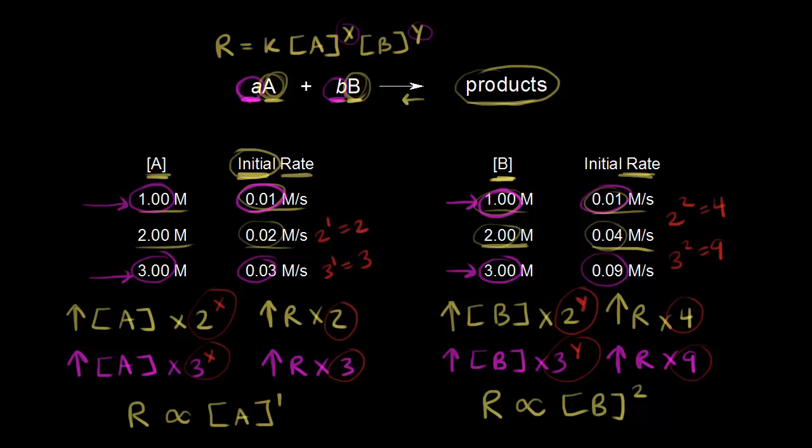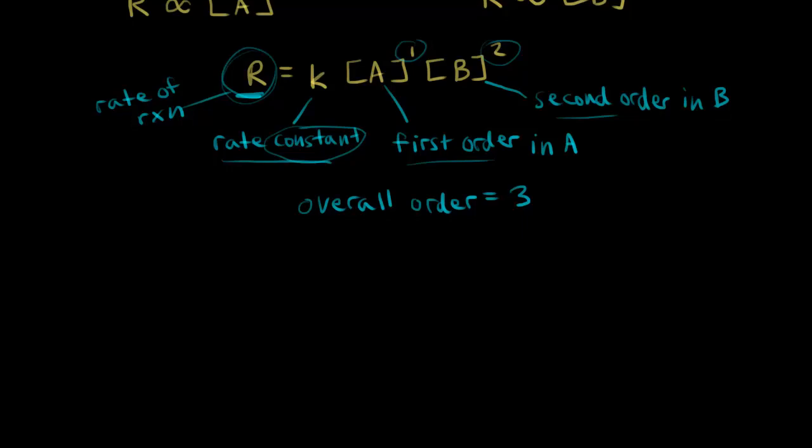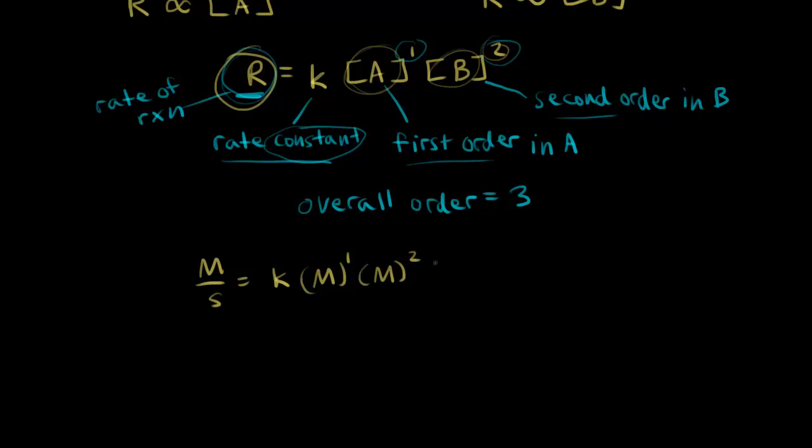And the orders affect the units for your rate constant. For example, let's go back down and figure out the units for the rate constant for this example. The rate of our reaction was in molar per second. We're trying to find the units for K. The units for concentration are molar, so this would be molar to the first power, and this would be molar to the second power.